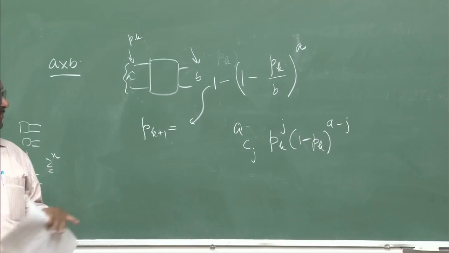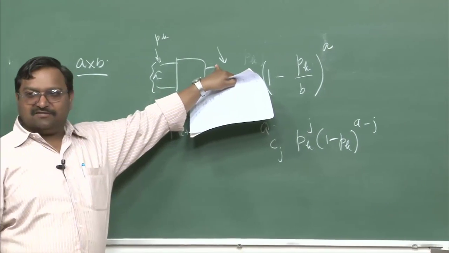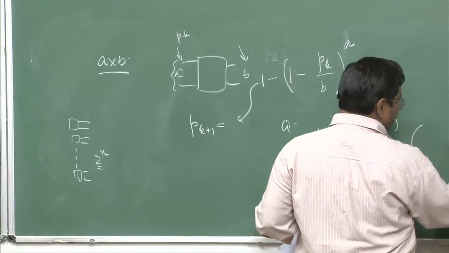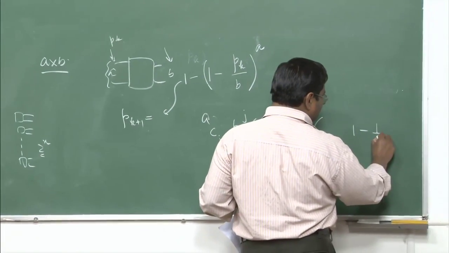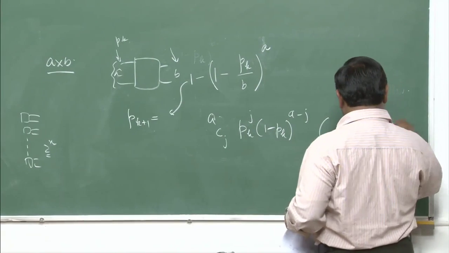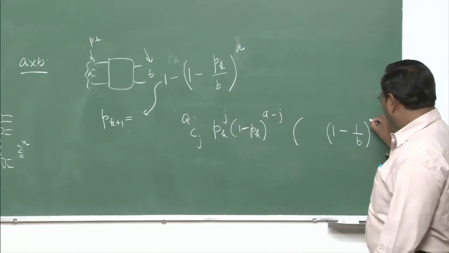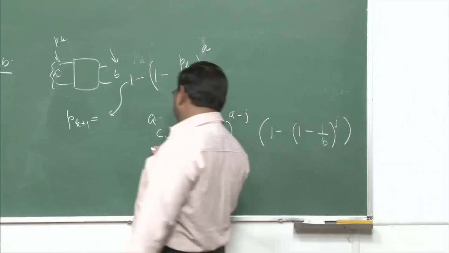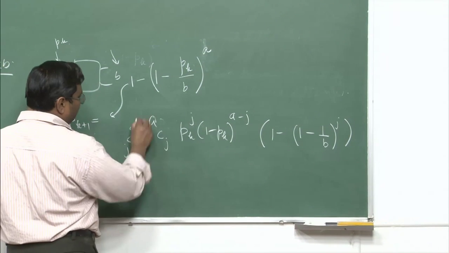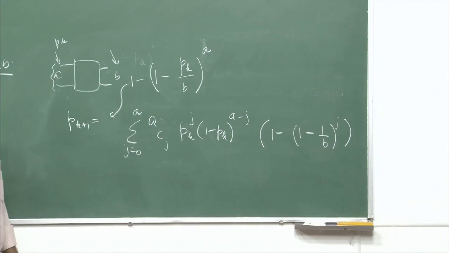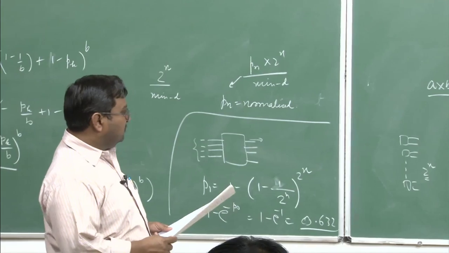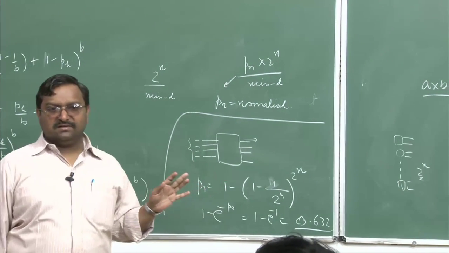When j packets have arrived, what is the probability that at least one packet will be coming to an outgoing port? This is a conditional probability, so it is 1 minus (1 minus 1 over b) to the power j, for a total of j packets. Sum it over j, where j can go from 0 to a, remember. Solve it and you will get exactly the same thing, except that p_k will not come in the exponent. It is just a way to understand it. Both are fine, no questions so far.